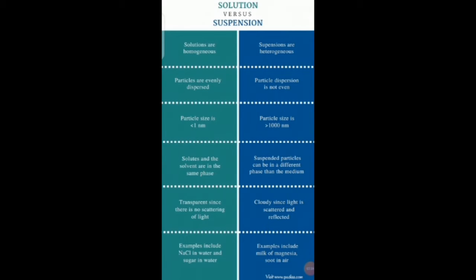A solution is transparent, since there is no scattering of light. A suspension is cloudy, since light is scattered and reflected. Examples of solutions include NaCl in water and sugar in water. Examples of suspensions include milk of magnesia and soot in air. These are some of the examples of solutions and suspensions. These are the differences between solution and suspension.